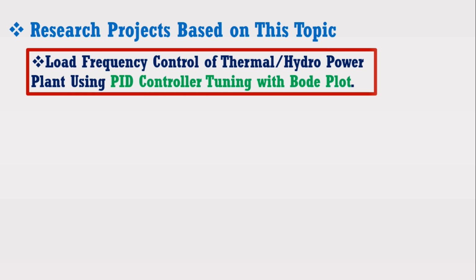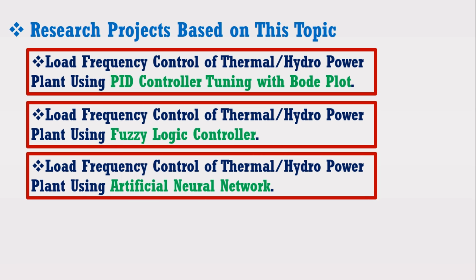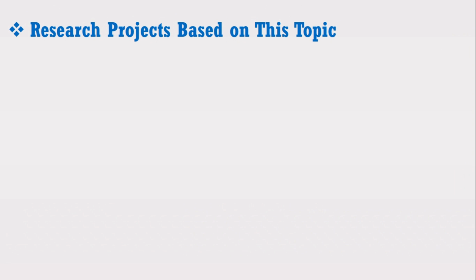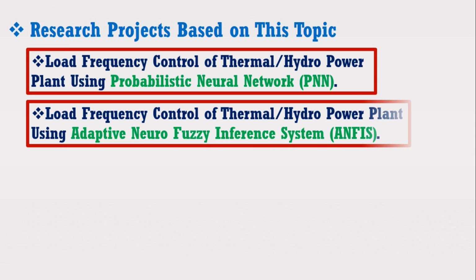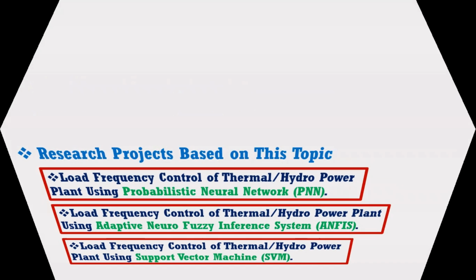Load frequency control of thermal hydro power plant using PID controller tuning with Bode plot, or just replace with using fuzzy logic controller, or using artificial neural network, using radial basis function neural network, using probabilistic neural network, using adaptive neurofuzzy inference system, using support vector machine. These are a few topics about load frequency control.